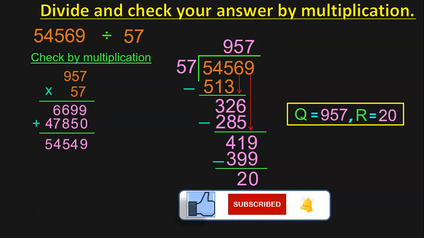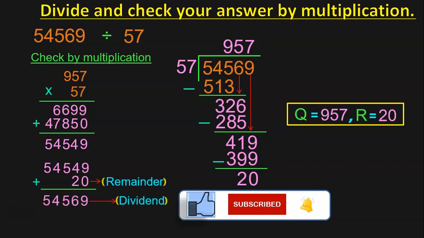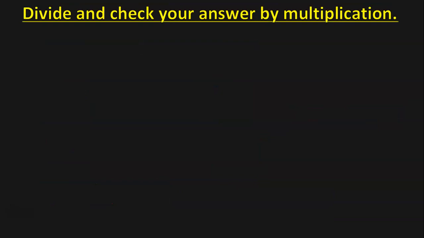54,549. But wait, the next step is to add the remainder. 54,549 plus 20 will give you 54,569, which is our dividend. So the division that we have done is correct. Let us do another sum. Divide and check your answer by multiplication.